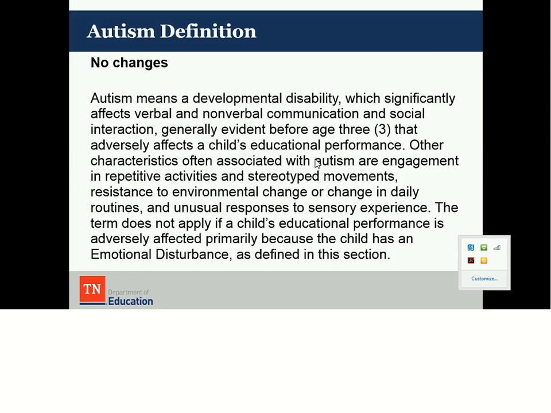So we're going to get into our first disability definition, and that's autism. And you can see that the very beginning part of the definition of autism did not change. It's still consistent with IDEA language, and basically it outlines that autism is a developmental disability that significantly affects verbal and nonverbal communication and social interaction, generally evident before age 3, and has very specific characteristics associated with the disability. It does not apply if the primary reason a student's educational performance is adversely affected is due to emotional disturbance.